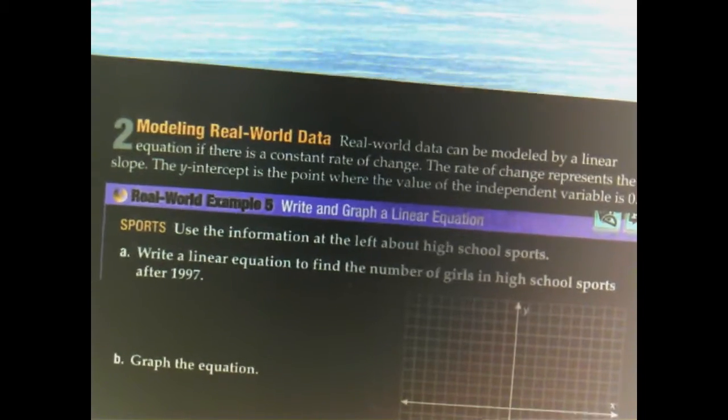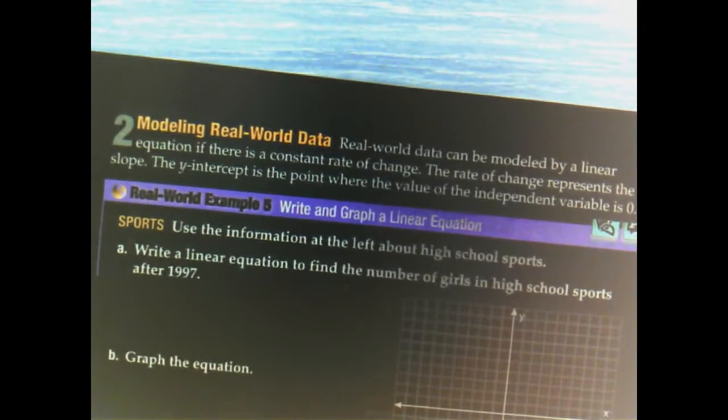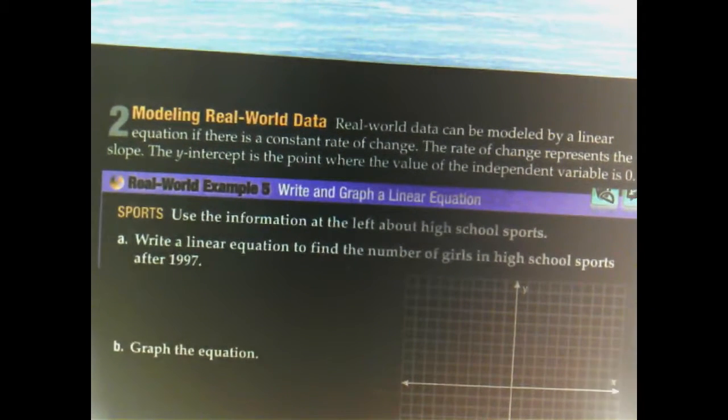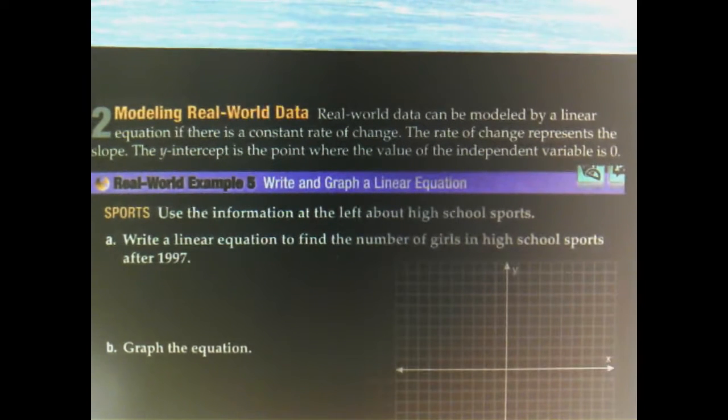So moving on into the second part of the lesson here. Modeling real-world data. Real-world data can be modeled by a linear equation if there is a constant rate of change. The rate of change represents the slope. The y-intercept is the point or the value where the independent variable is 0. A lot of times we call that the initial value or the starting point. That is what the y-intercept represents. So it says use a linear equation to find the number of girls in high school sports in 1997.